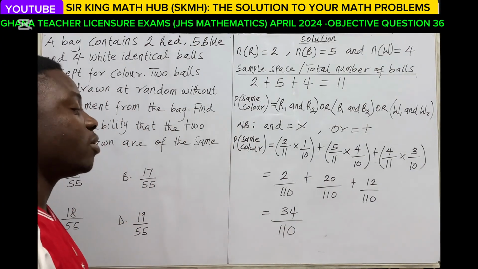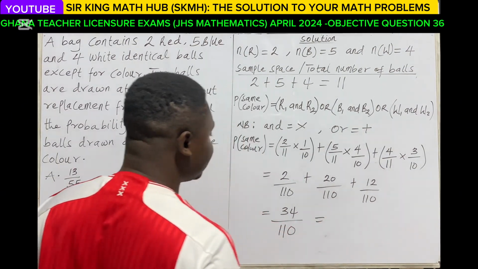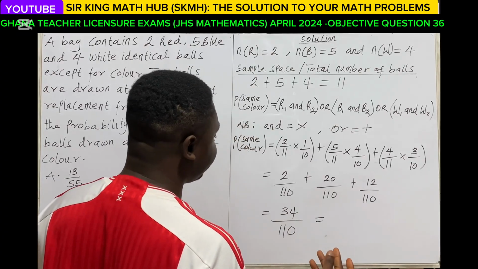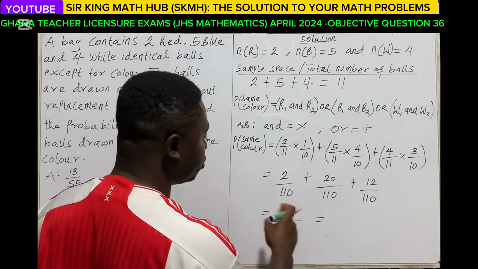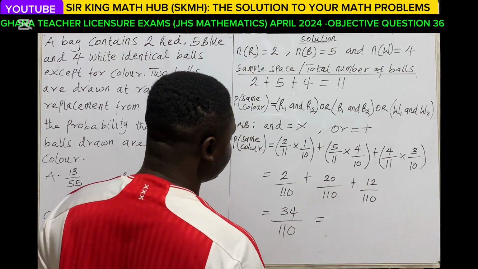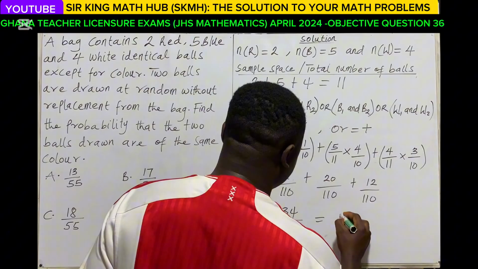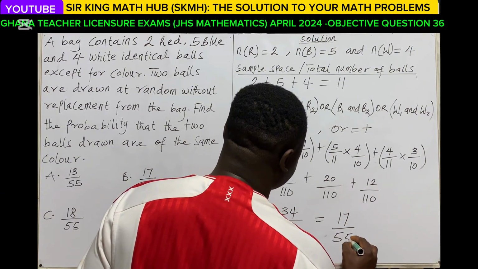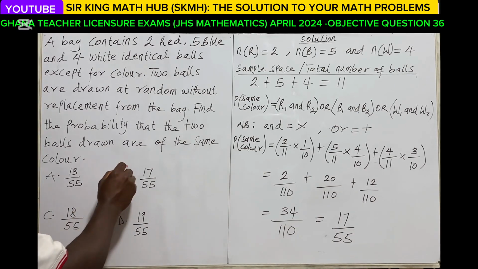See that this is a common fraction which is not in the lowest form. So when we reduce to the lowest form, the common factor here is 2. When you divide the numerator and denominator by 2, we have 17 over 55. So the right answer is option B.